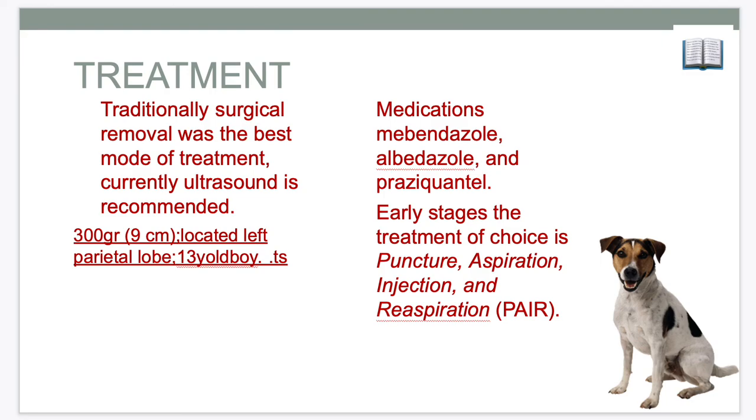So medications are mebendazole, albendazole, and praziquantel. In early stages, the treatment of choice is puncture, aspiration, injection, and reaspiration.